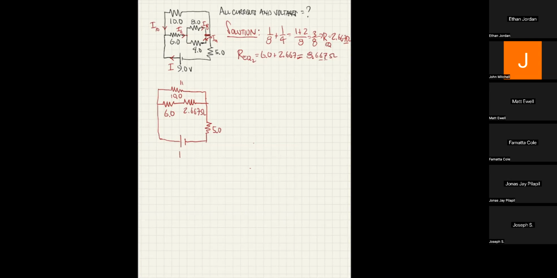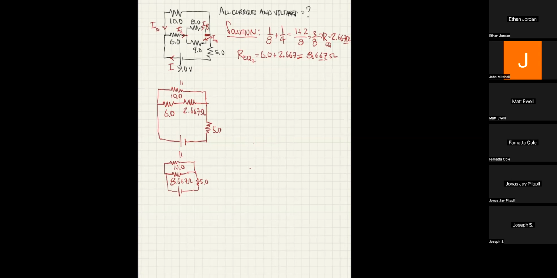So this circuit is now equivalent to basically a circuit that has a 8.667 ohm resistor in parallel with a 10.0 ohm resistor, and then a battery, and of course a 5.0 ohm resistor.